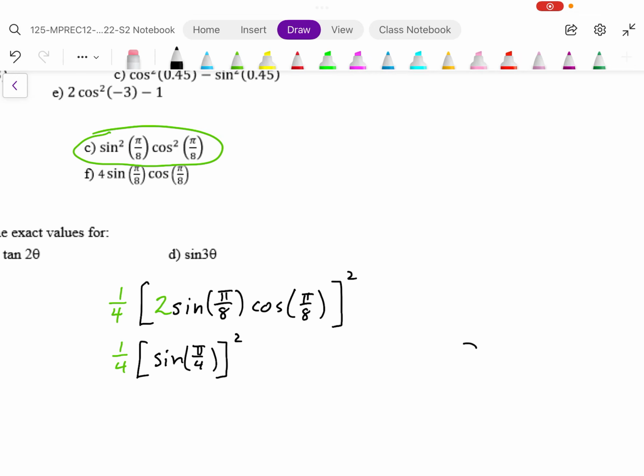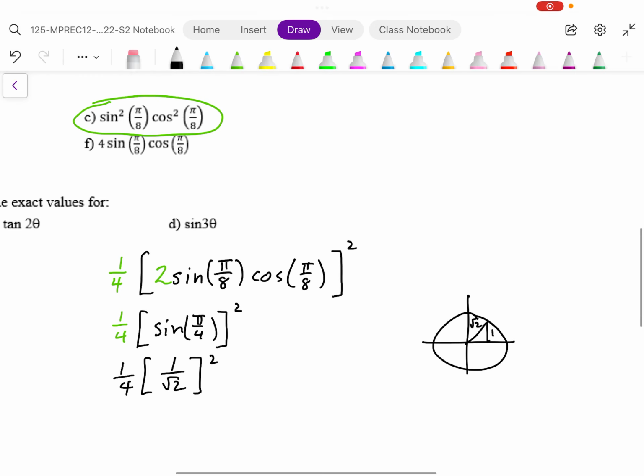So looking at my circle here, sine of pi over 4 is going to be 1 over root 2. So then I end up with 1 over 4, 1 over root 2. That part's going to be squared. So when I square that, I end up with 1/2, and that works out to be my exact value of 1 over 8.